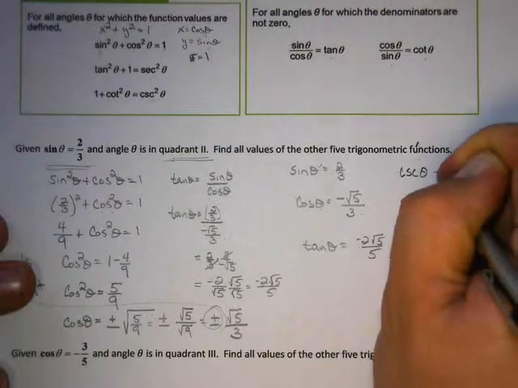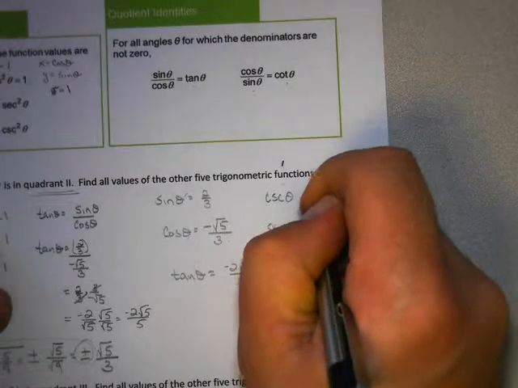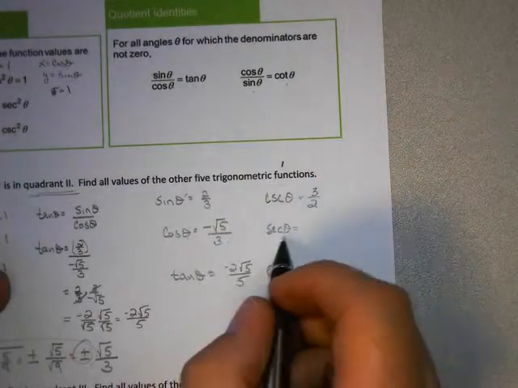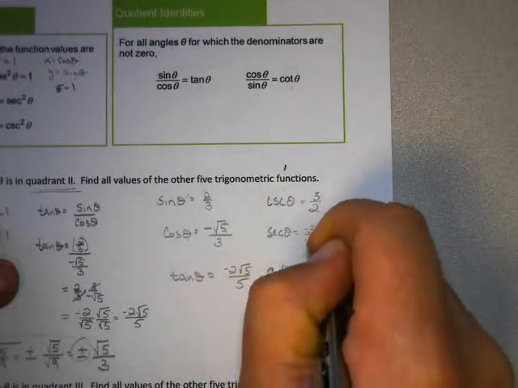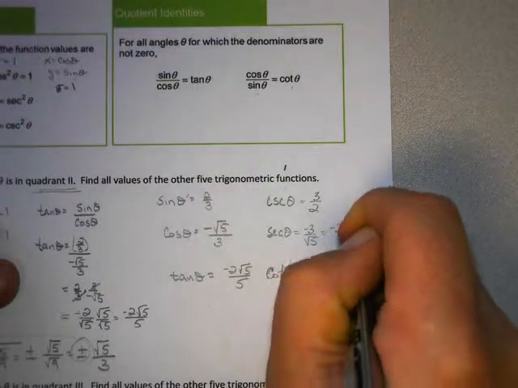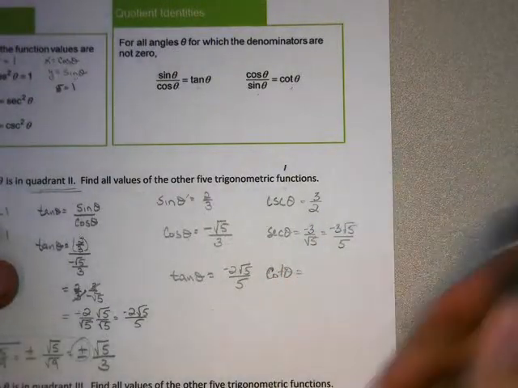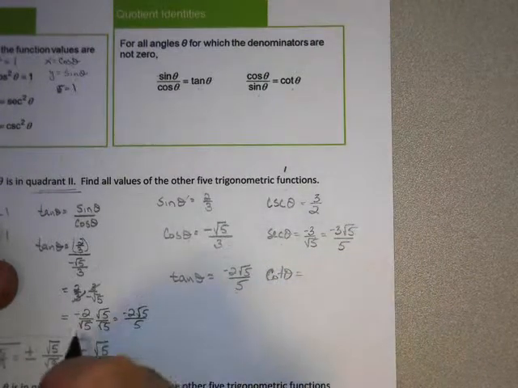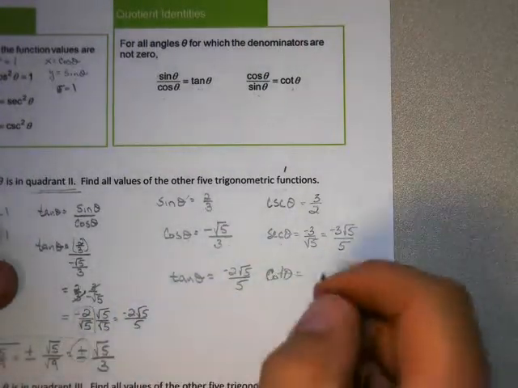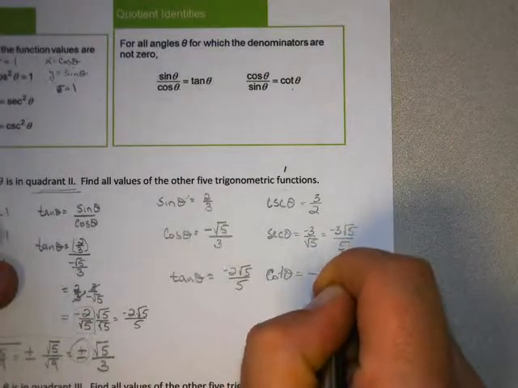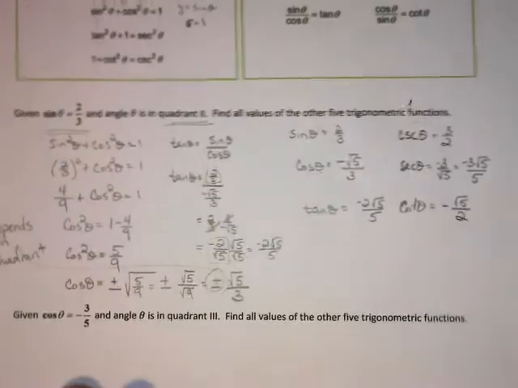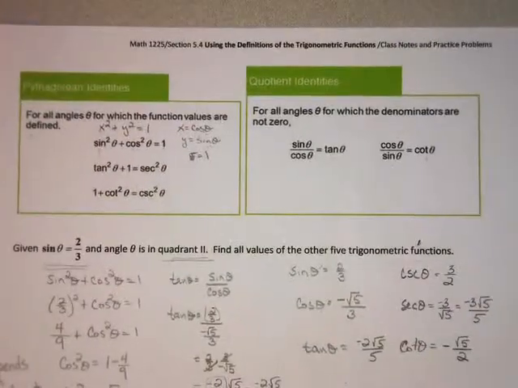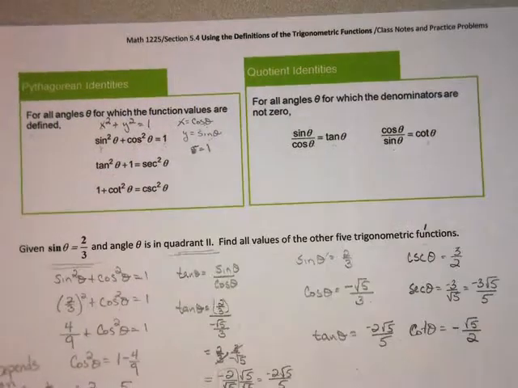Cosecant is the reciprocal of sine. So we get 3/2. Secant is the reciprocal of cosine. So we're going to get negative 3 over the square root of 5, which rationalizes to negative 3 square roots of 5 over 5. And then cotangent's the reciprocal, but I'm going to go before I rationalized it. So this is going to be negative square root of 5 over 2 will be that reciprocal. So we can use these identities to find all 6 trig functions.